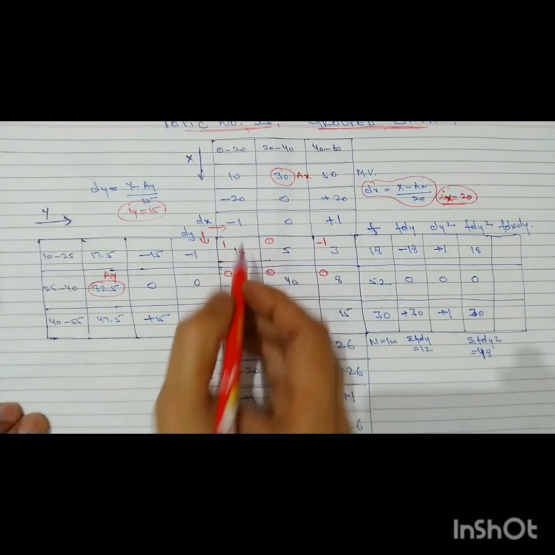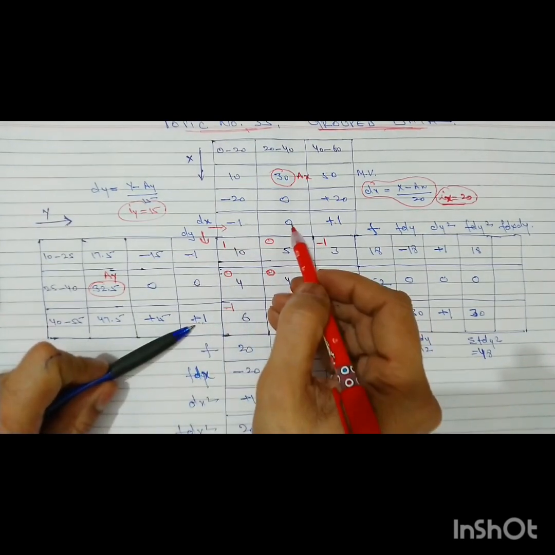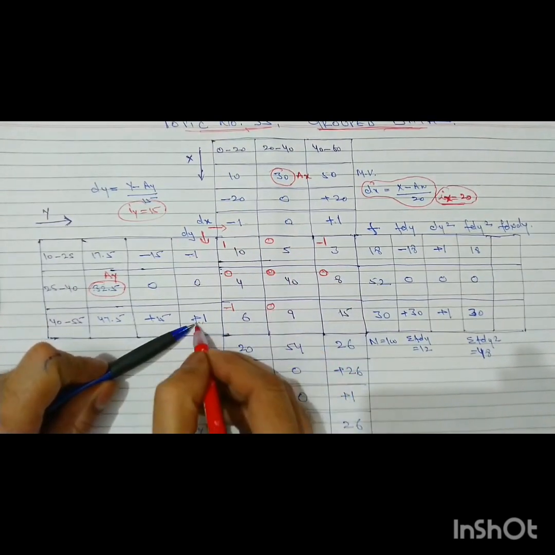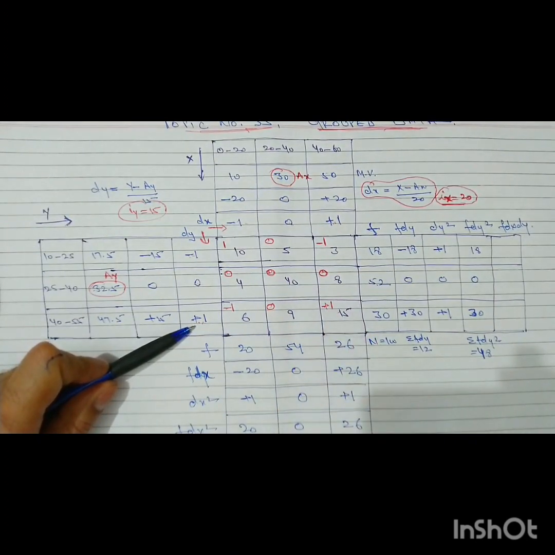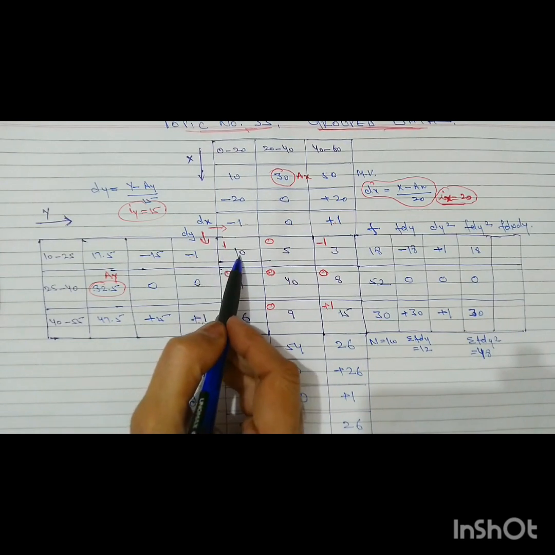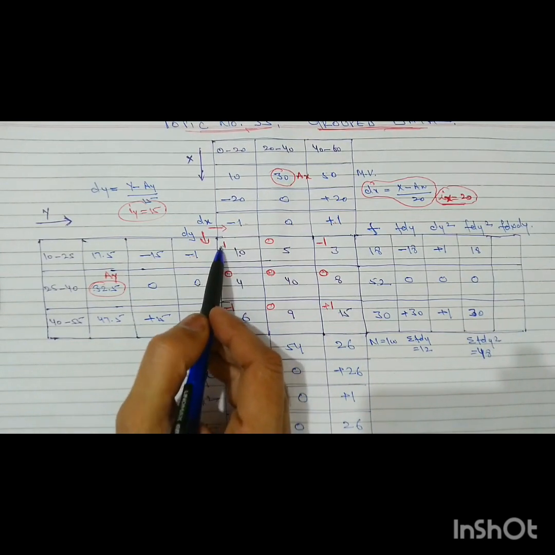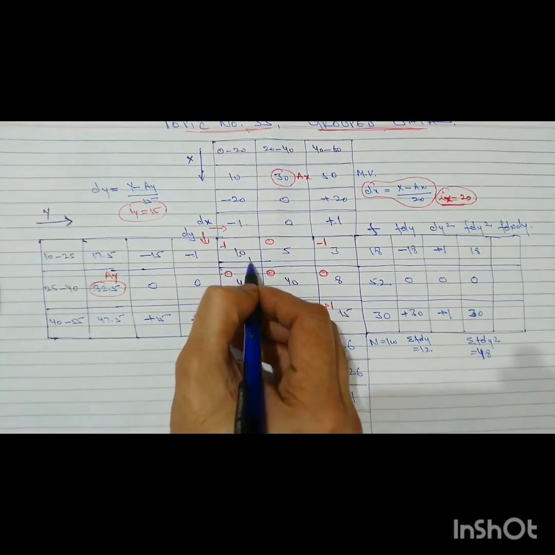Then plus 1 into minus 1, minus 1. Plus 1 into 0, 0. Plus 1 into plus 1, plus 1. These are dx dy. Now calculate. These are dx dy. This is f. Now f into dx dy is f dx dy. 10 into 1, 10.